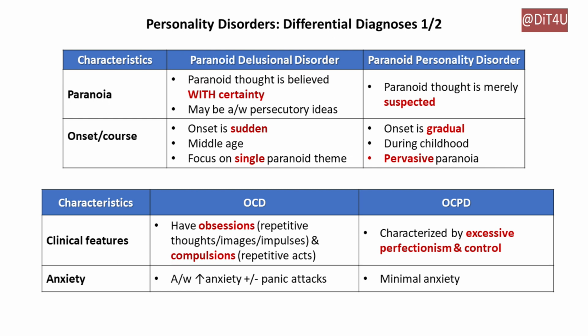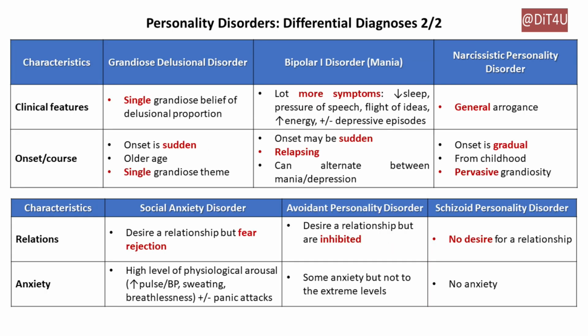Anxiety in OCD, they do have increased anxiety and they may also have panic attacks. OCPD, very minimal anxiety. They only get stressed out or angry if somebody is doing something which is not according to their own rules and regulations. Then you have the three things: delusional disorder, that is grandiose delusional disorder, and bipolar 1 disorder or mania. Narcissistic personality disorder. Clinical features: if it is a grandiose delusional disorder, it's just a single thing of delusional proportion. No other psychopathology is there.